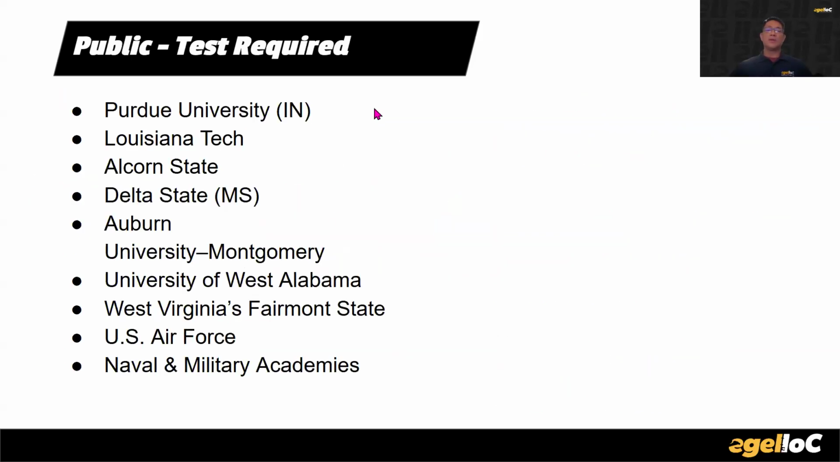And then you also have some other ones. Purdue, okay, a very popular school with respect to engineering. Louisiana Tech, Auburn. Let's see here, West Virginia, and then of course the military academies, the U.S. Air Force, Naval, Army, all of the academies are definitely test required.